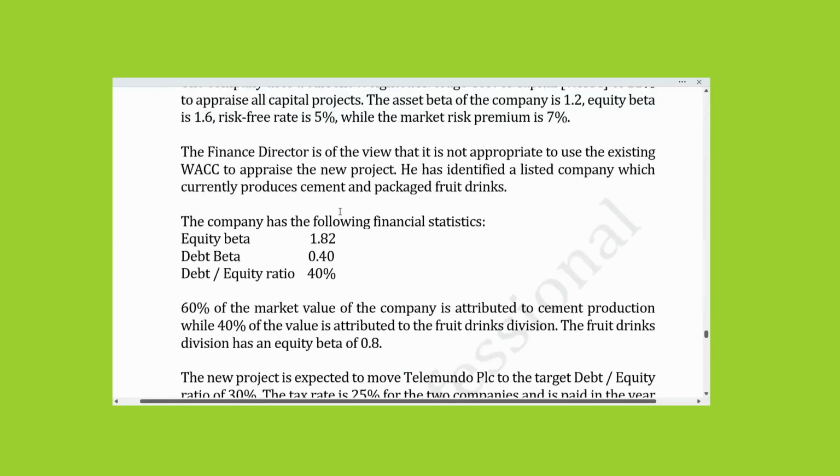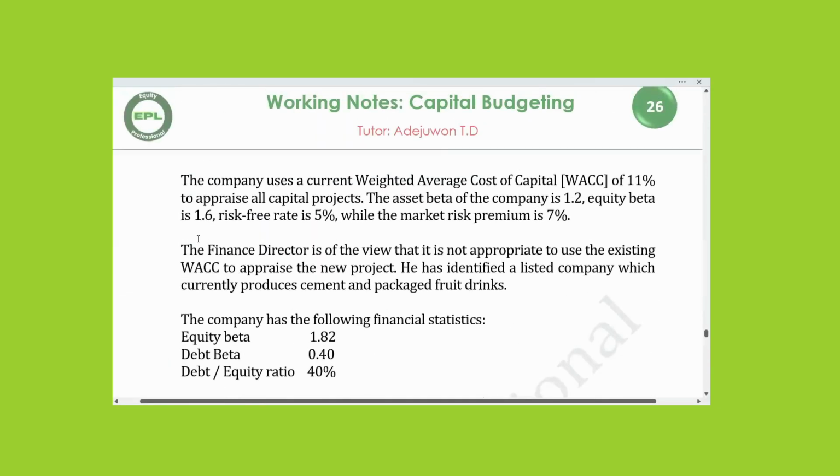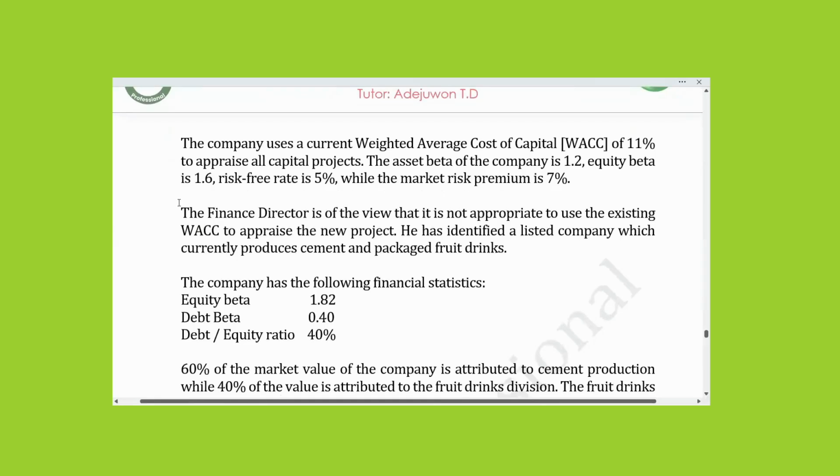Let's go back to the question. You just go straight to where you have information about the proxy company. So we are told that the finance director is of the view that it is not appropriate to use the existing beta to appraise the new project. He has identified a listed company which currently produces cement and packaged fruit drinks. Remember, what you are looking for is the beta of cement, because Telemundo is diversifying into production of cement. So you have to look for the beta of the cement industry, okay?